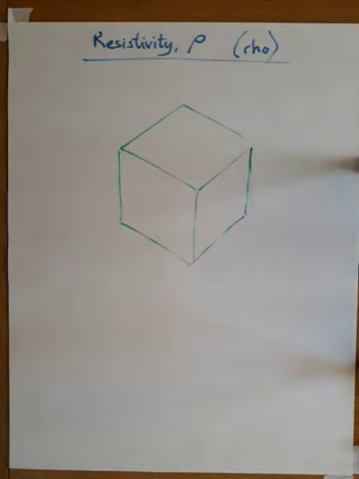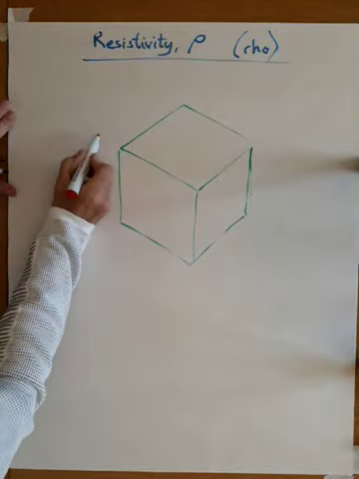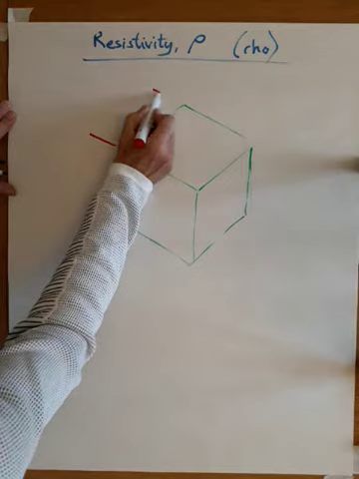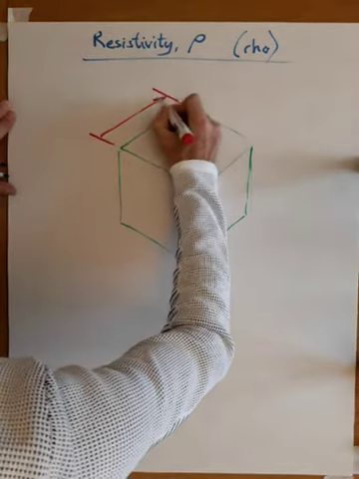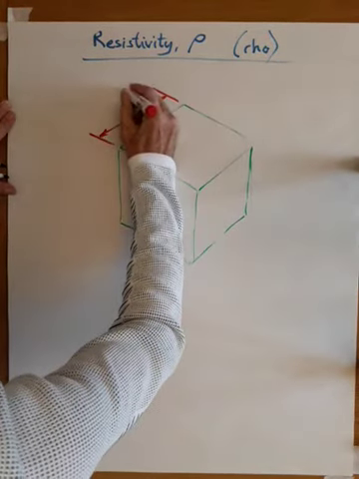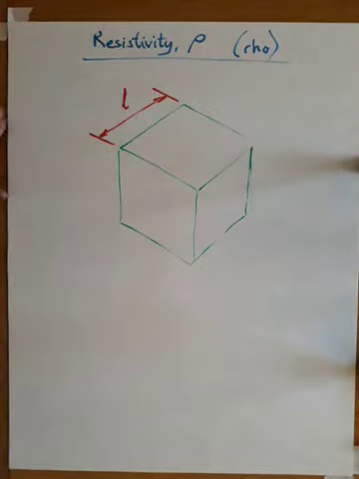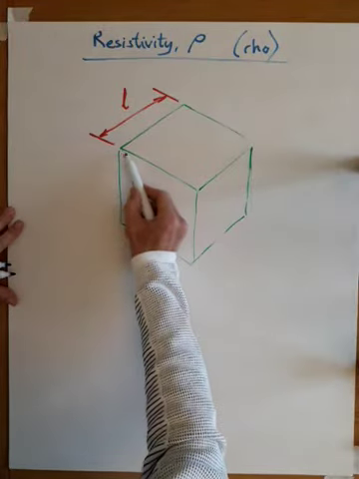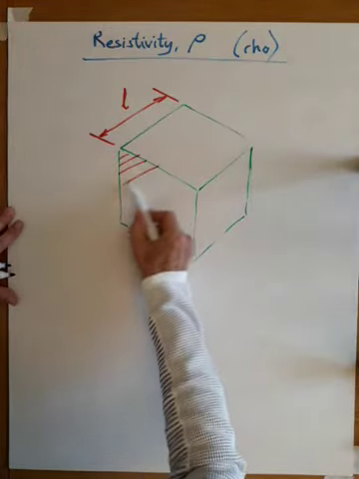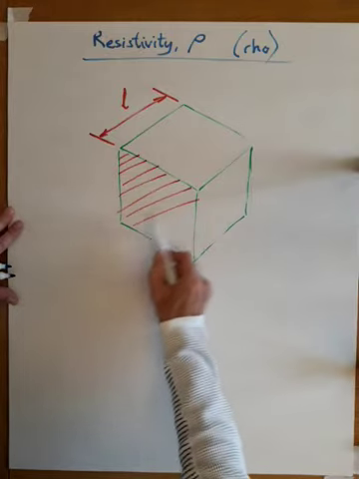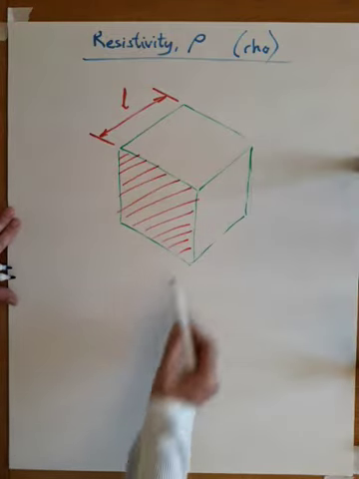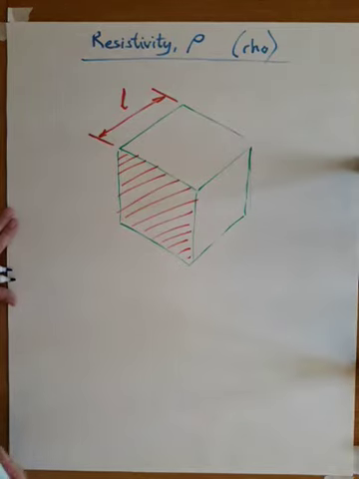Resistivity of a particular material is related directly to its length, so how long it is, the length, and it's also related to the cross-sectional area. So what is the area, looking on the end of it?